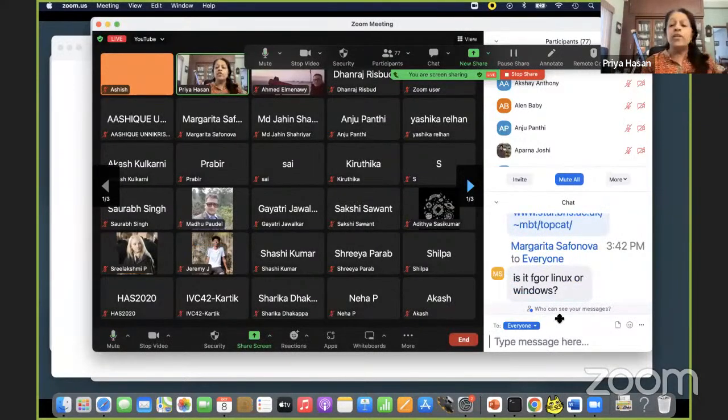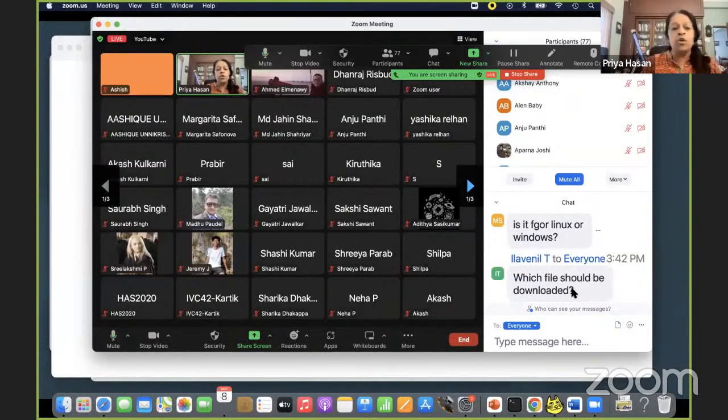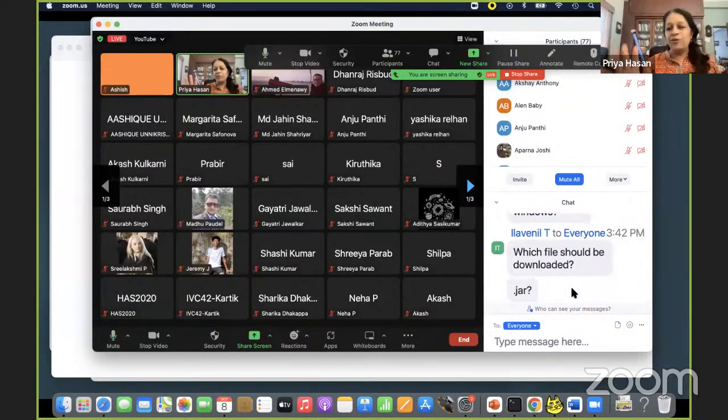There is no problem for Linux or Windows because TopCat is Java based. It will work on Windows, Linux, whatever you want. It'll give you a jar file, so all you have to do is download Java on your system. When you download the file, it is TopCat.jar. If you have a Linux system, you give the command java -jar TopCat.jar. If you are on a Windows system, you just double click it and it will run.